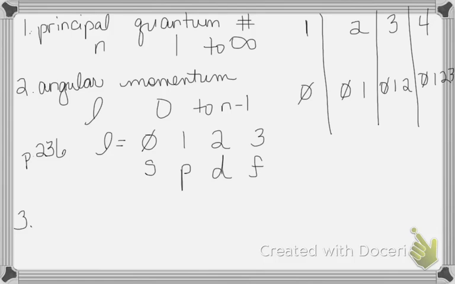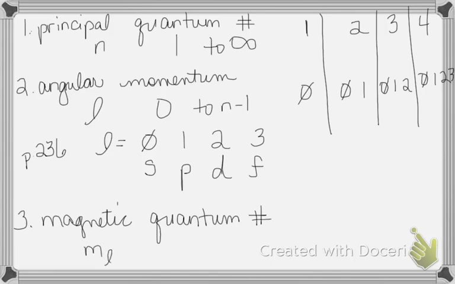The third one is called the magnetic quantum number. And the symbol for the magnetic quantum number, y'all, is M with a little L subscript, if you will. And A on your sheet says that it can have a value from L to minus L. That is an L on your sheet, not a 1. It goes from L to minus L, including 0. And then B says it describes the orientation of the orbital in space.